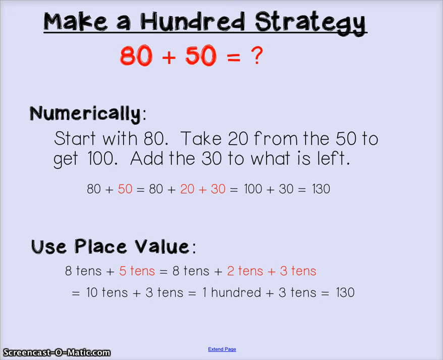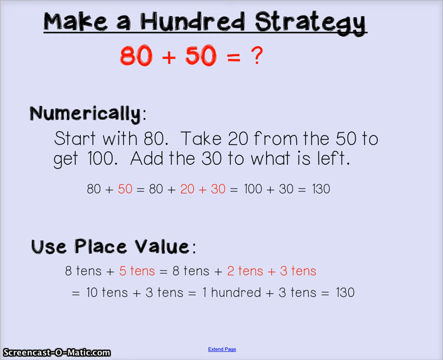I know that 8 plus 2 equals 10, so that means that 80 plus 20 equals 100. So I'm going to take 20 from the 50, and then I'm going to get 100, but I still have that 30. I can't forget about it. So 100 plus 30 would then equal 130.